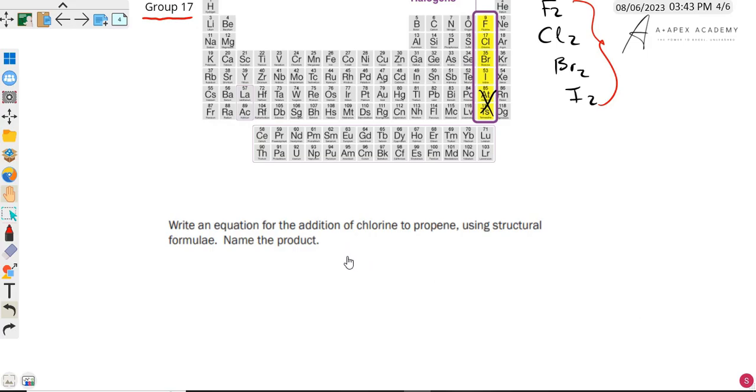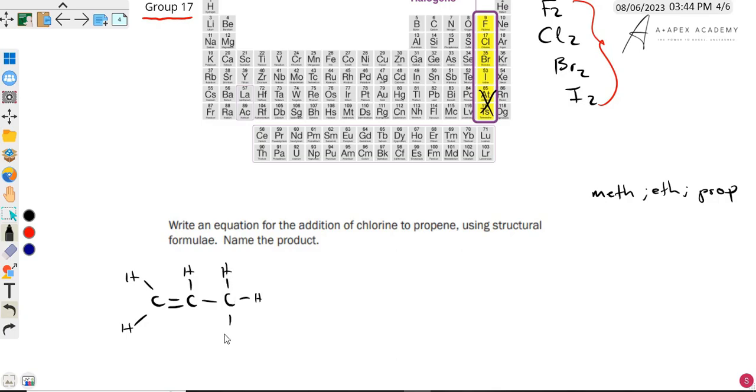It says write an equation for the addition of chlorine to propene. Again, let us remember, we have our prefixes meth, eth, and what? And prop, right? So we have propene. We can put the double bond anywhere. If we put it this side, it's the same thing as if we put it that side. This one has 2 hydrogen atoms, this one only has 1, and this one has 3 hydrogen atoms. What are we adding? They told us that we should add chlorine. Remember, chlorine is also diatomic, a gas. And what this means is that we have a chlorine and a chlorine, right? What do we end up with?